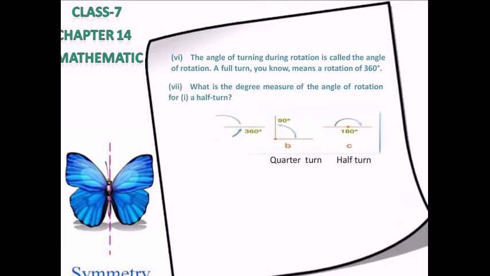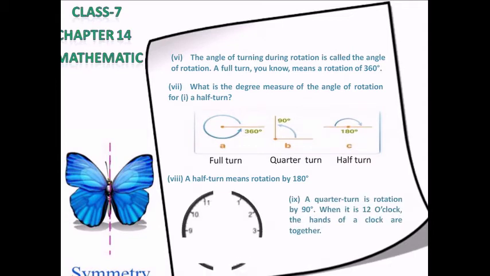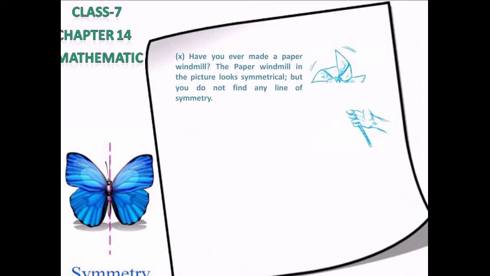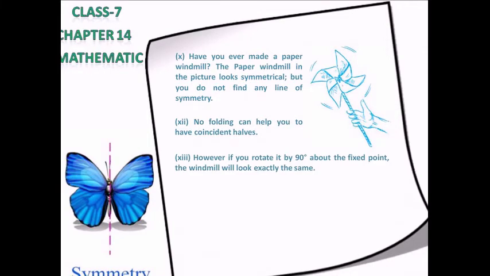What is the degree measure of the angle of rotation for a half turn? A half turn means rotation by 180 degrees. A quarter turn is rotation by 90 degrees. When it is 12 o'clock, the hands of a clock are together. Have you ever made a paper windmill? The paper windmill in the picture looks symmetrical, but you do not find any line of symmetry. No folding can help you to have coincident halves. However, if you rotate it by 90 degrees about the fixed point, the windmill will look exactly the same.